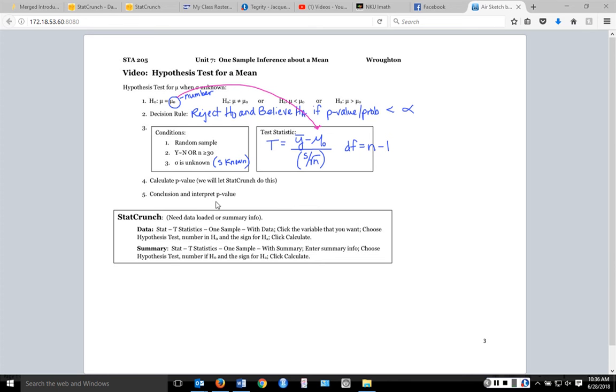As I mentioned, we're going to be using Statcrunch, so I have some directions here on what we're going to be doing in Statcrunch. So we will demo those for our example. And for that, those are the 2 different ways to do that. So let's go ahead and look into an example here. We will do some old stuff before we dive into doing the hypothesis test itself.